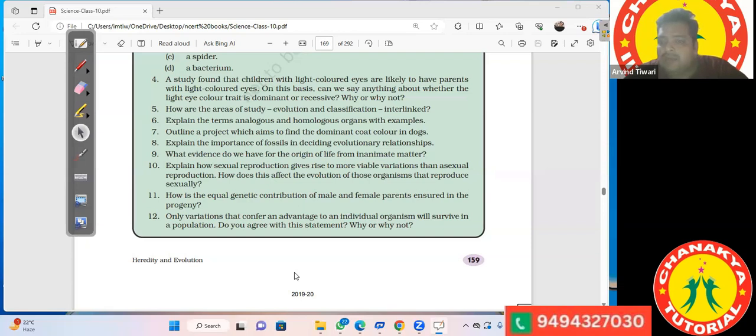Okay. One gamete from the male and one gamete from the female. So that is how it is ensured that there are equal contributions from both male and female. It is not that there are two male gametes which fuse with a single ovum. Only one male gamete fuses with the single ovum. So that is how it is ensured that there are equal contributions.